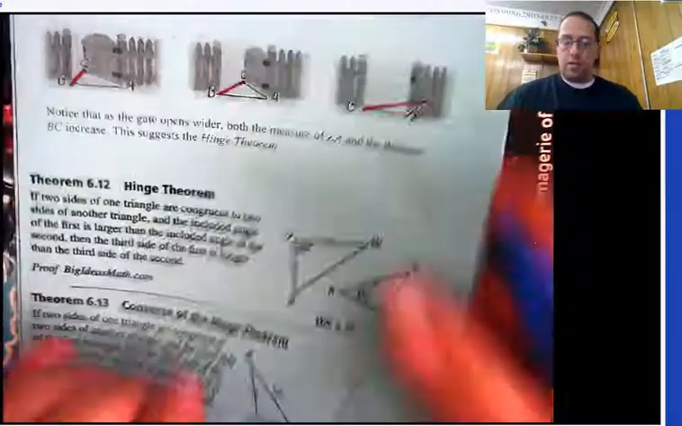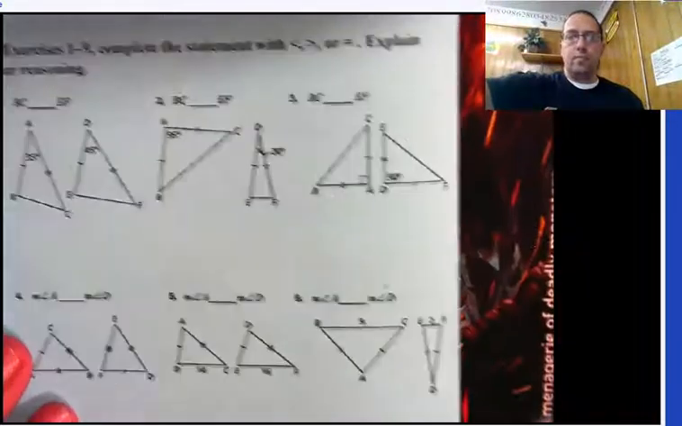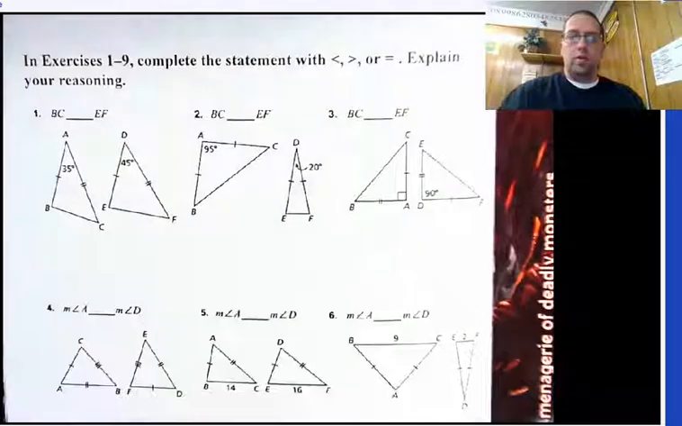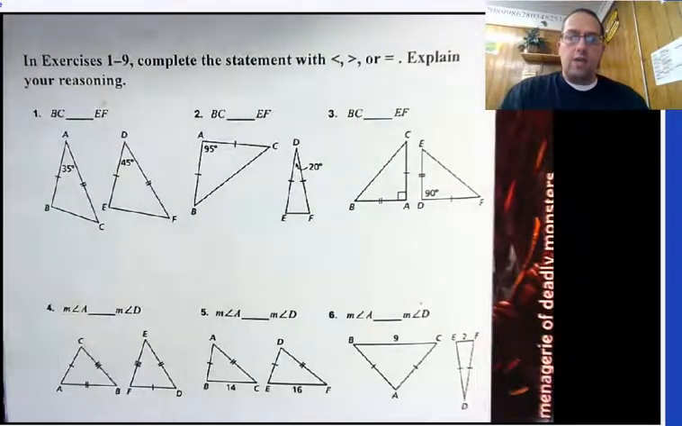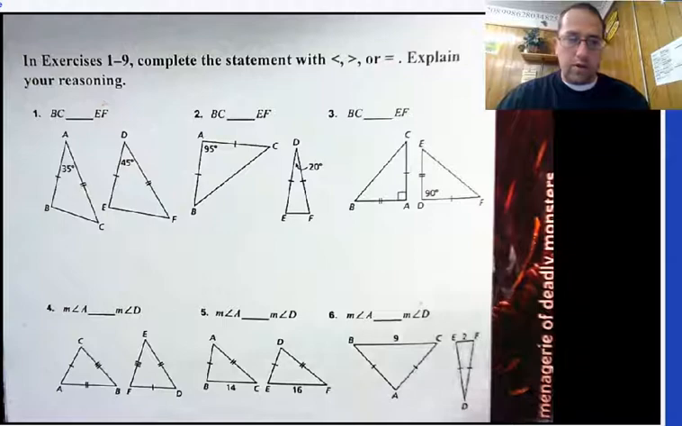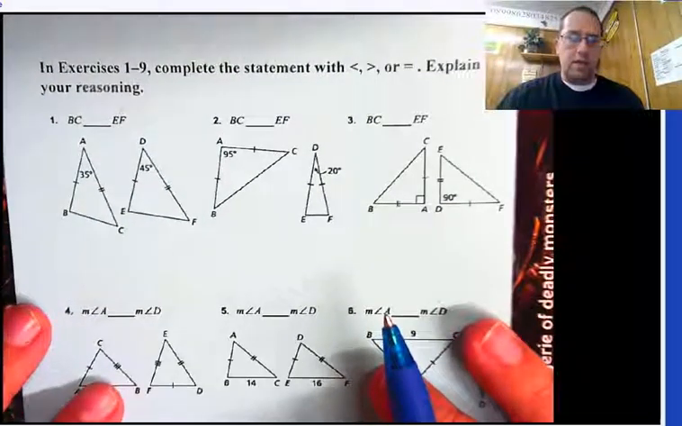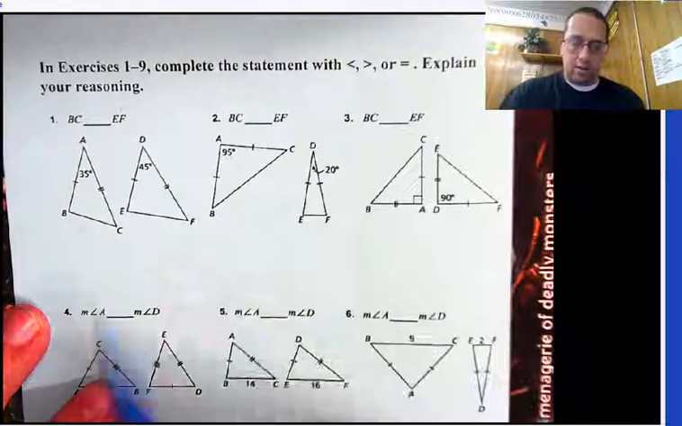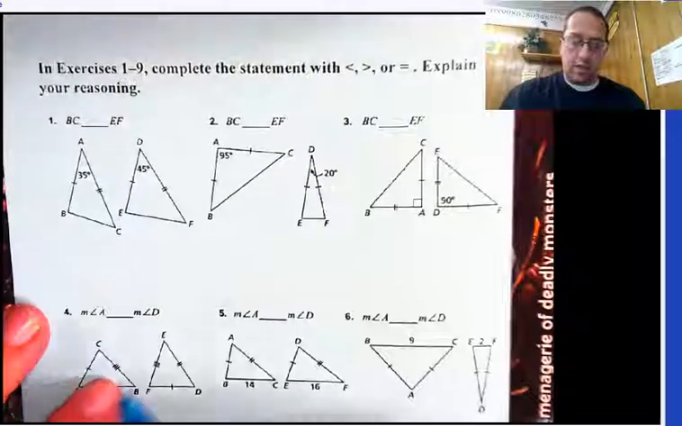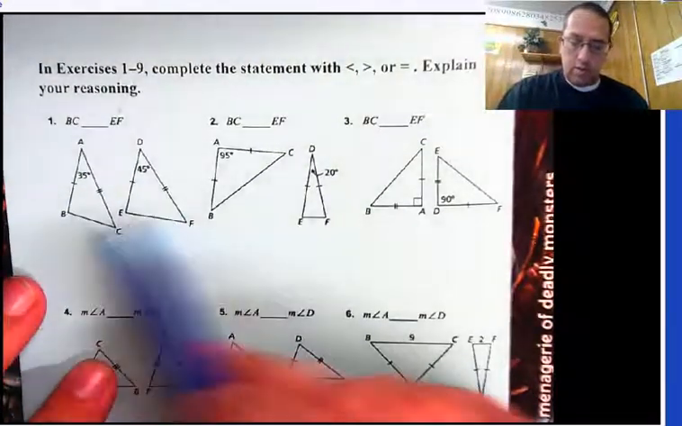All right, so let's take a look at some examples with this, see what we can do with it. All right, so for exercises 1 through 9, we're going to complete the statement with less than, greater than, or equal to, and we need to explain our reasoning. Okay, so for number 1, we are going to compare segment BC with segment EF. So we're looking at these.